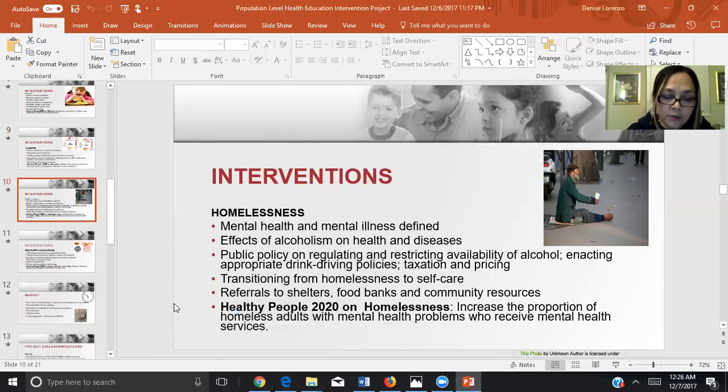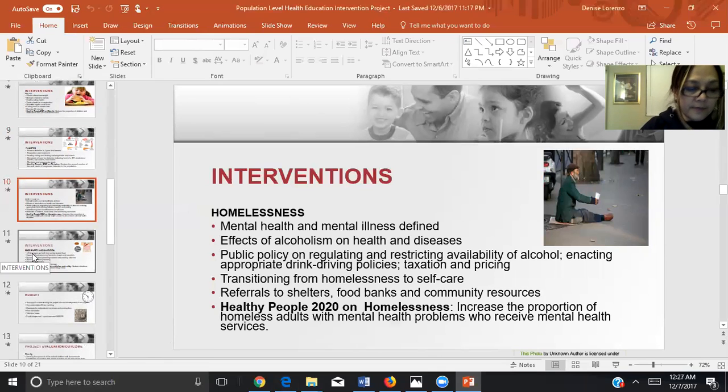They were provided education and community resources, and also information on replacement of social security numbers, and emergency numbers for mental health, financial employment assistance, food bank, shelters, and mental health services. Education was provided through the use of handouts, information materials, and brochures. This intervention met the guidelines of Healthy People 2020 on homelessness, increasing the proportion of homeless adults with mental health problems who receive mental health services.